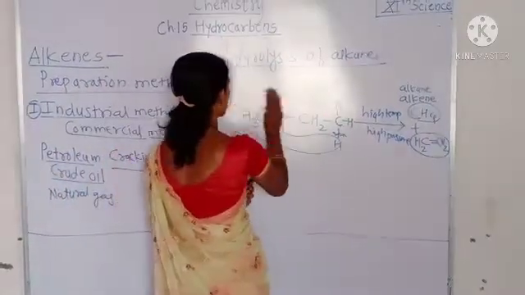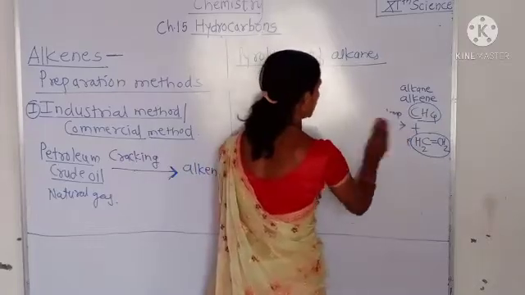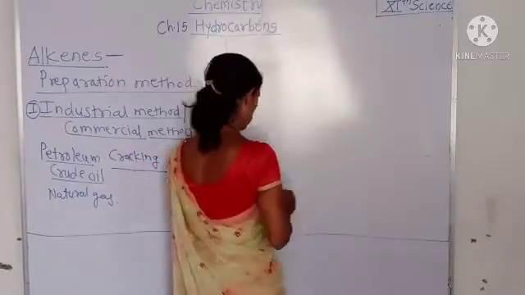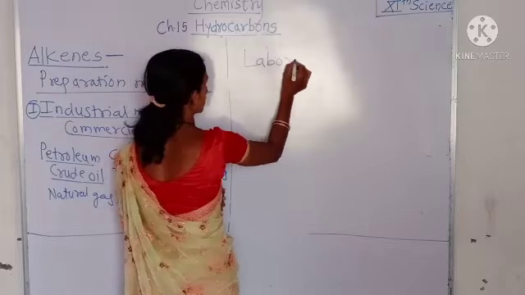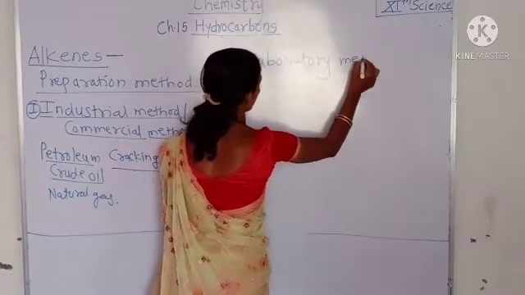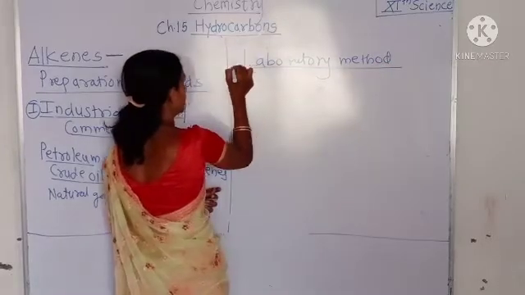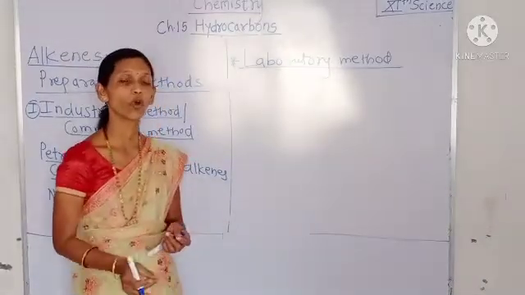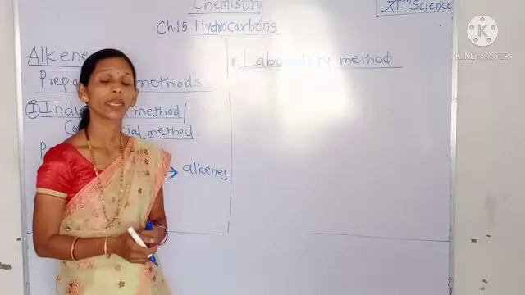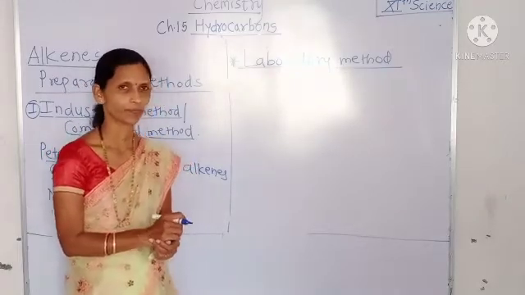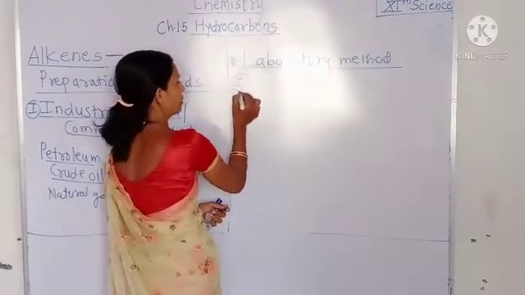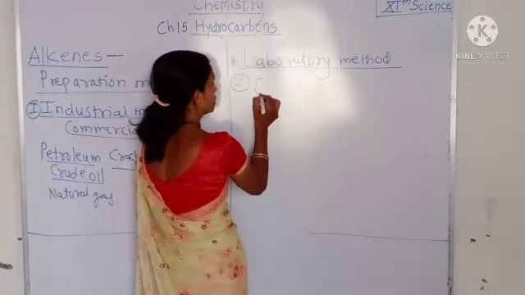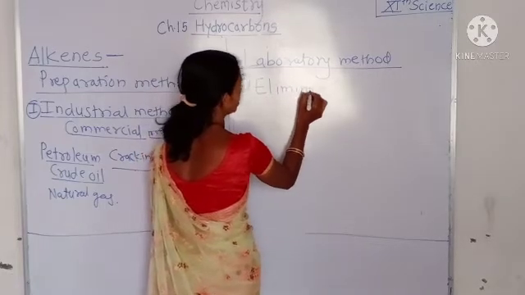Then we will discuss the second type of preparation method, that is the small scale method, which is also known as the laboratory method of preparation of alkene. There are different methods of preparation of alkenes in the laboratory. First of all, I am going to discuss the preparation of alkene by the elimination reaction or elimination process.